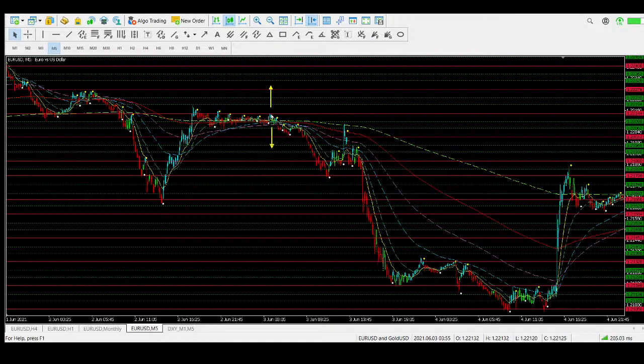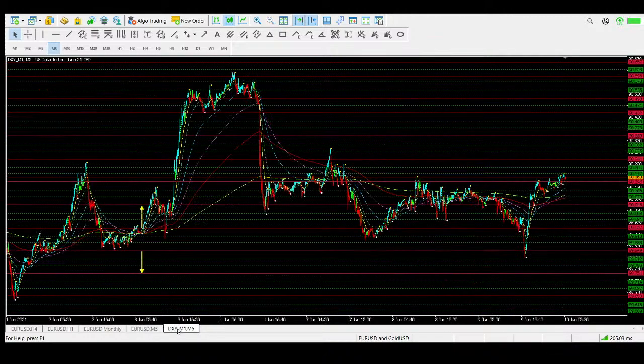Resistance at 122. If it holds above, if it gets back up there, I'm out. This is the level, a confirmation of the breakdown. 1220. So it worked out pretty well. I mean, you can see that massive fall from there.